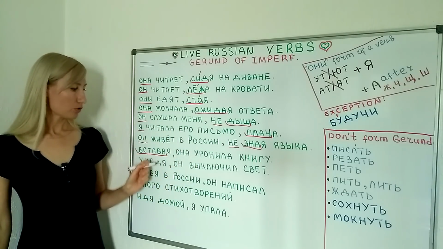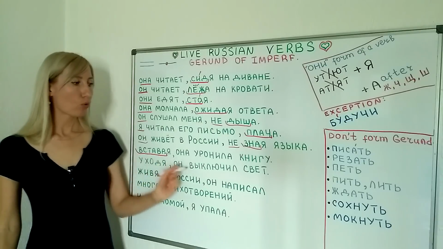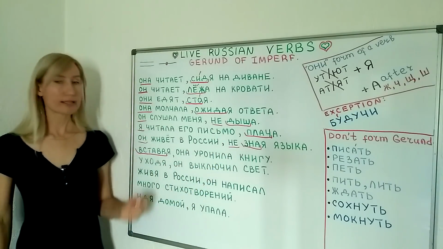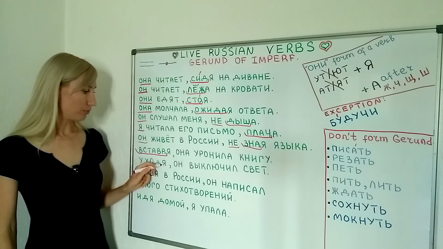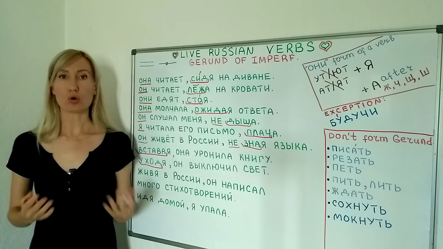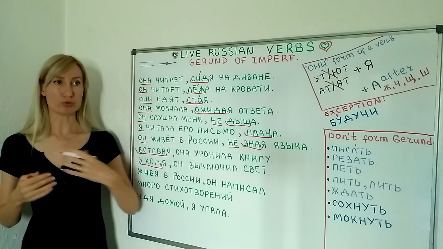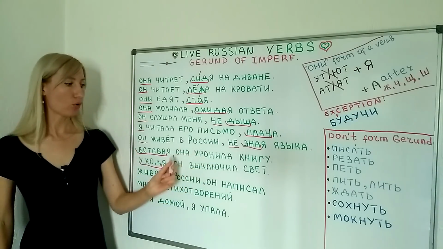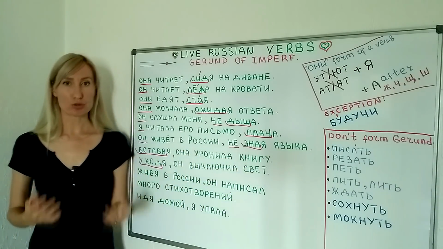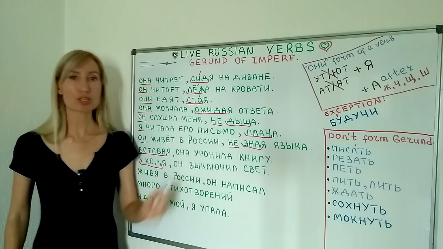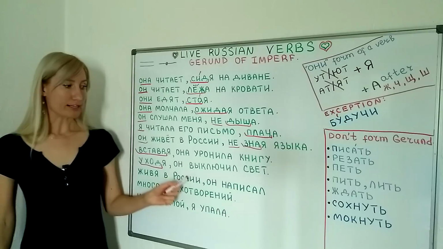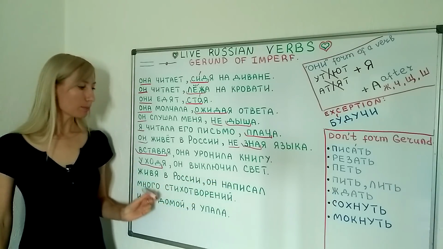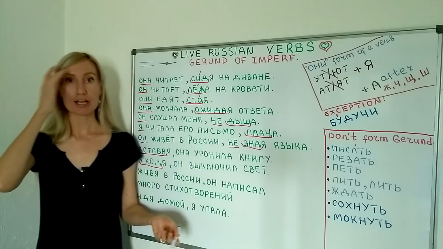One more example. Уходя, он выключил свет. Уходить, to leave, они уходят. We remove ят, we have уход. Уходя, while doing what? While leaving. Он выключил свет. He turned off the light. Выключил, perfective, past.